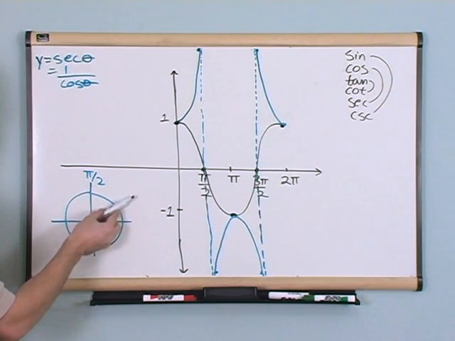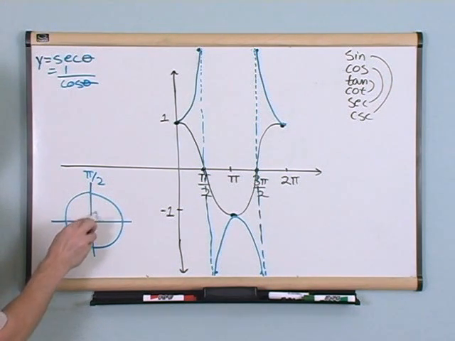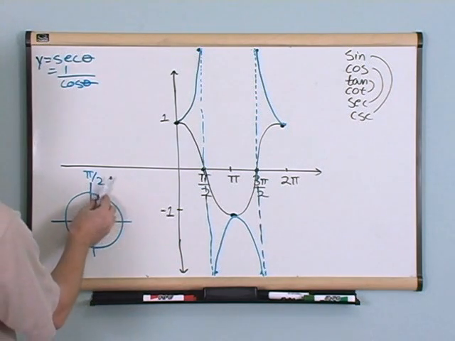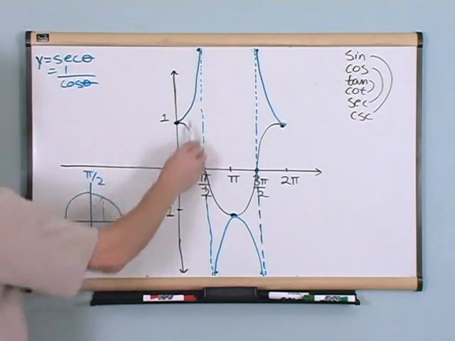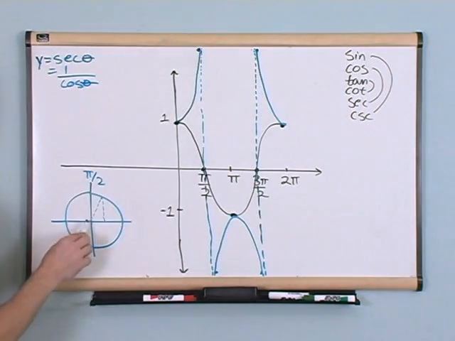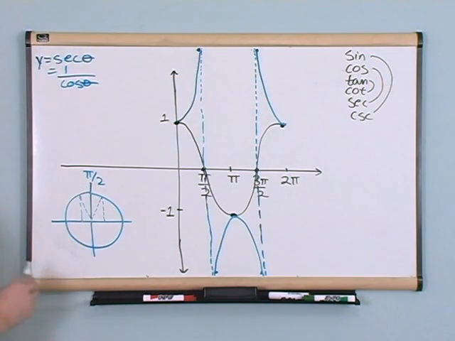Over here, as I'm approaching pi over 2, the cosine is positive because I'm looking at the positive side of the x-axis. When I get exactly here, cosine is 0, and that gives me my infinity here. But as I get to the other side, like over here for instance, the cosine's negative because I'm looking at the negative axis.